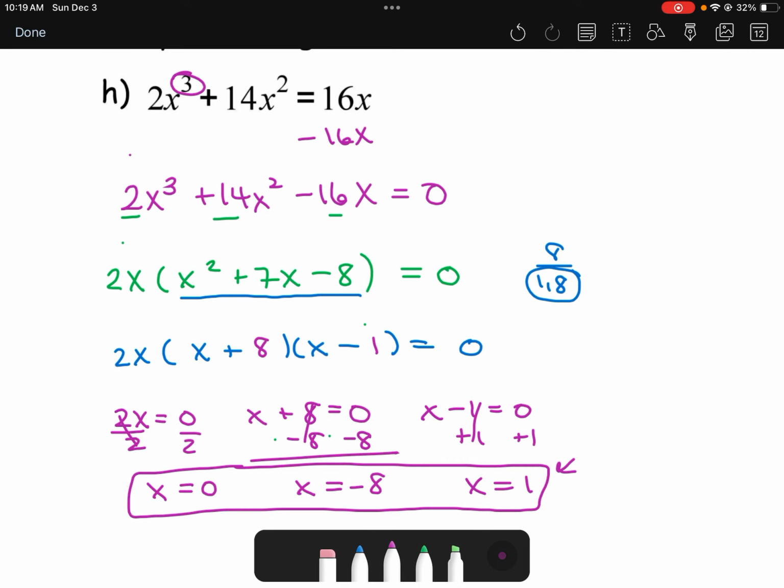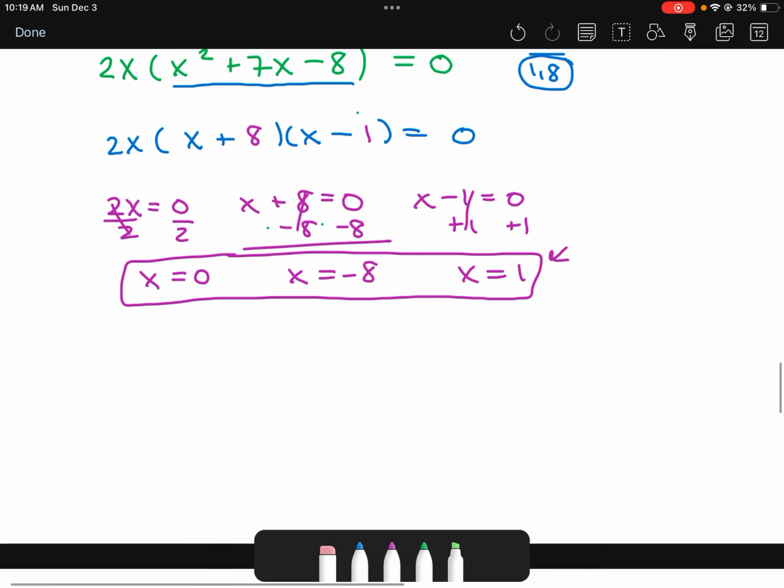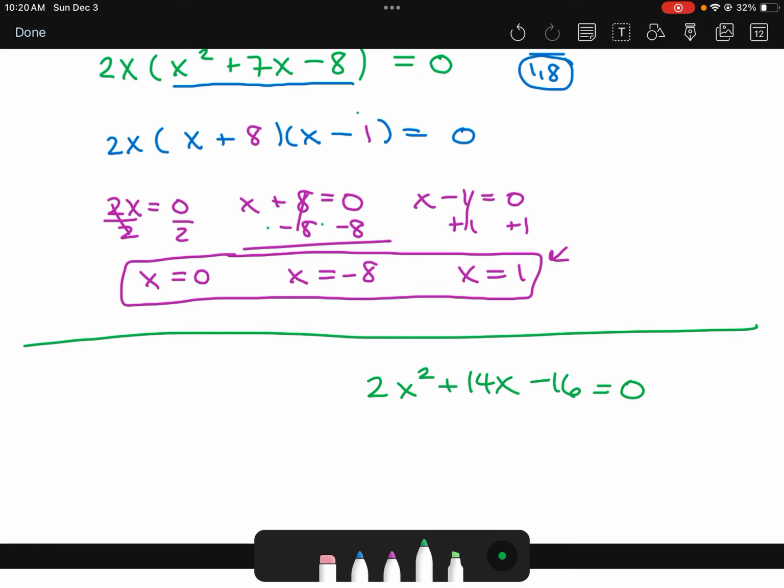You have 3 answers. Just to show you really briefly, let's say I had something like this where we had to factor out. Let's say it was 2x squared plus 14x minus 16. I just want to show you one little thing if you didn't have one extra x. So this is a separate problem. Again, I factored out the GCF. We already know what the answer is to factoring that, so I'm just going to go ahead and put that in.